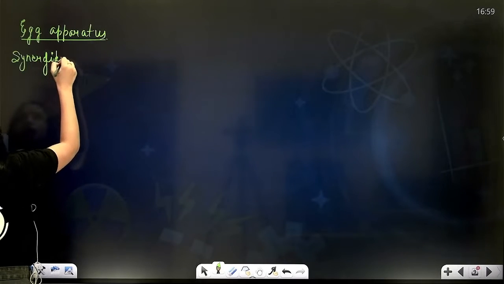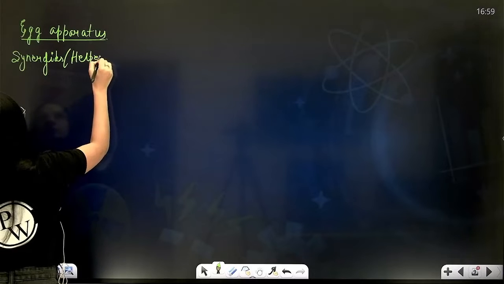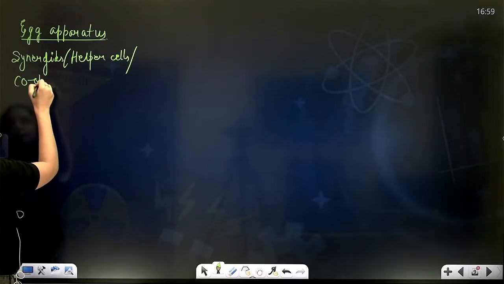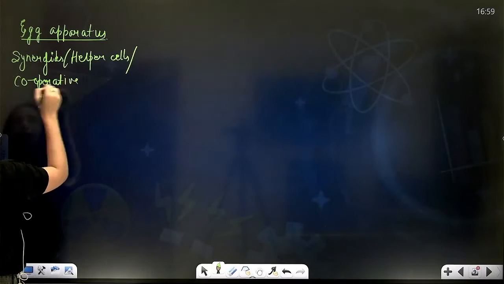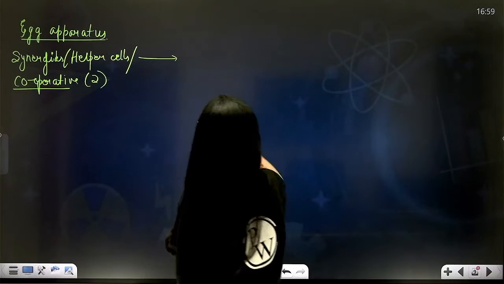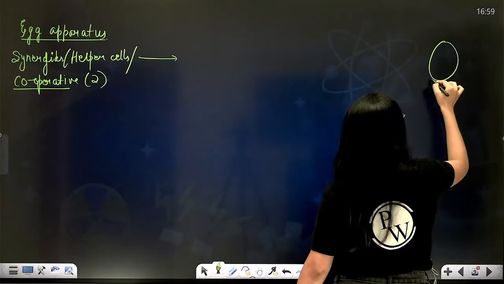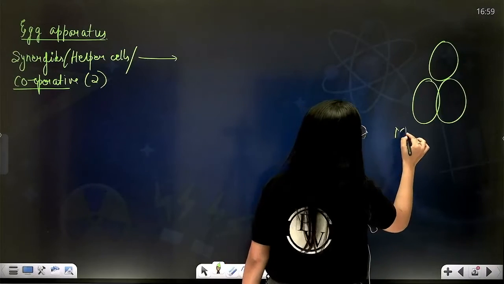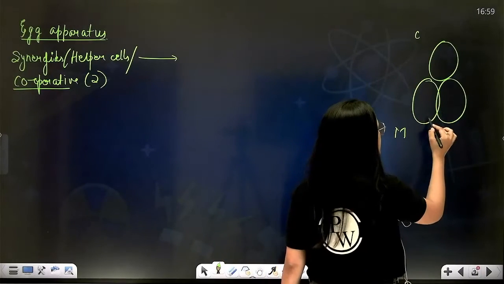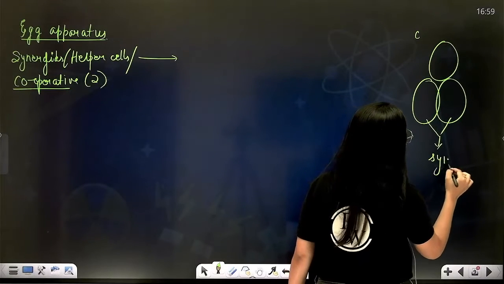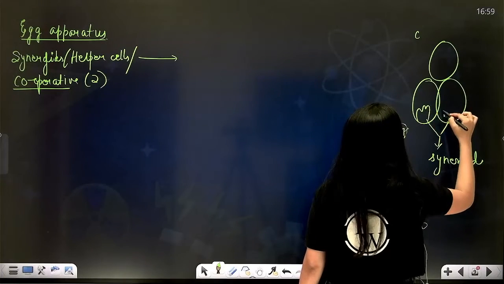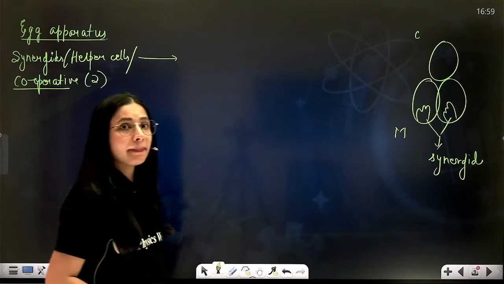Synergids, beta, are also known as helper cells, right? Also known as cooperative cells. How many in number? 2. Now, synergids, if I specifically talk about them, let me draw it over here. This is the egg apparatus, 3-celled, 3-nucleate condition. This is the micropylar end, this is the chalazal end. Now, these two are synergids. Synergids, beta, on their micropylar end, have finger-like projections called filiform apparatus.